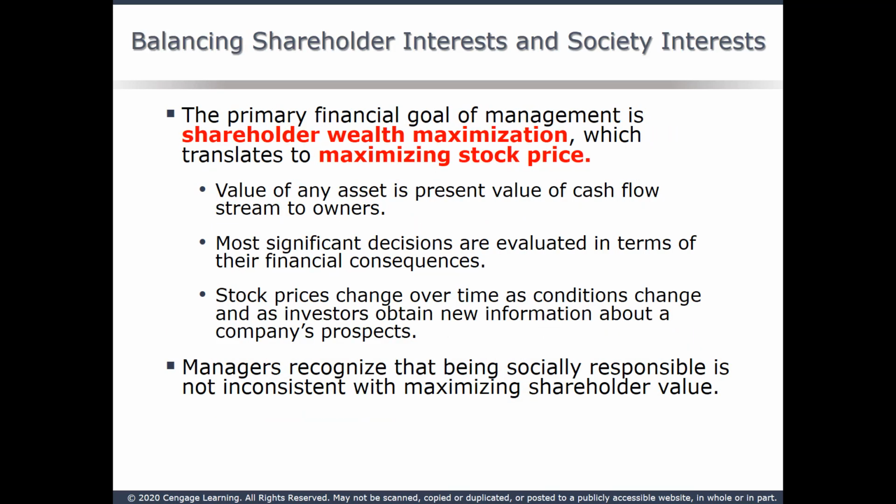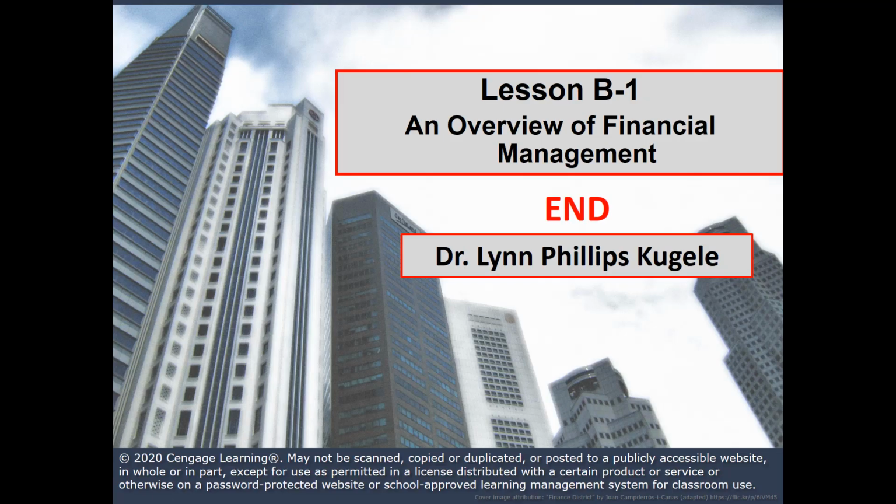The main takeaway from this chapter is on this slide. The primary goal of management is to maximize shareholder wealth, which means maximize the stock price. All decisions should be made with that goal in mind. Now, social responsibility is not inconsistent with maximizing shareholder wealth, but it must be carefully considered. This ends Chapter 1, the Introduction to Financial Management.